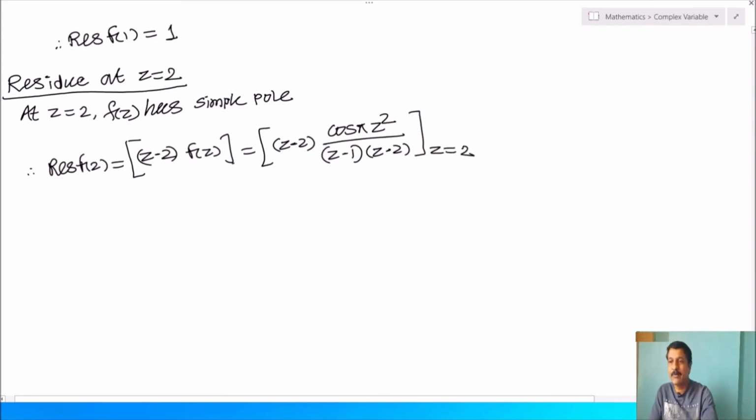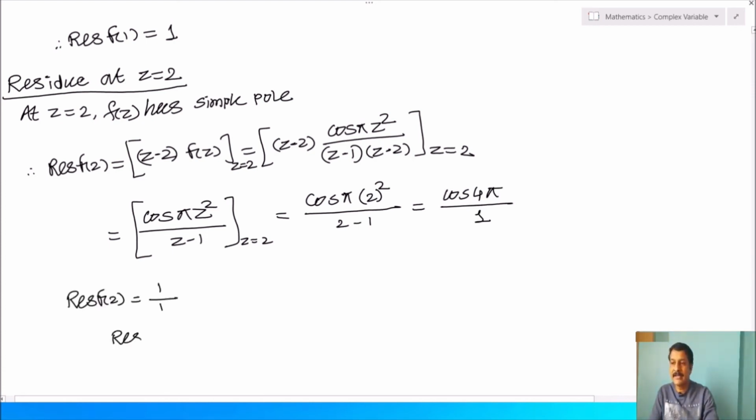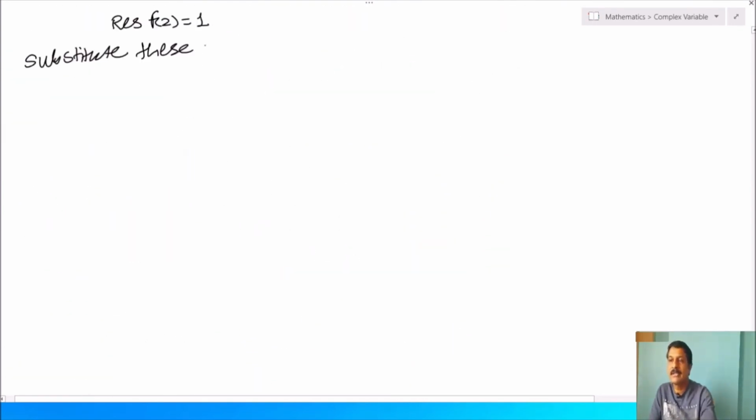Note that here we want to find the residue at z = 2. So I get cos(πz²) / (z − 1) at z = 2, and if we put in z = 2, cos(π · 2²) over 2 − 1, so cos(4π) over 1. What is cos 4π? It is 1, so 1 over 1. So again the residue at 2 is also 1. Now substitute both residue values, the residue at 1 and the residue at 2, in equation 1.